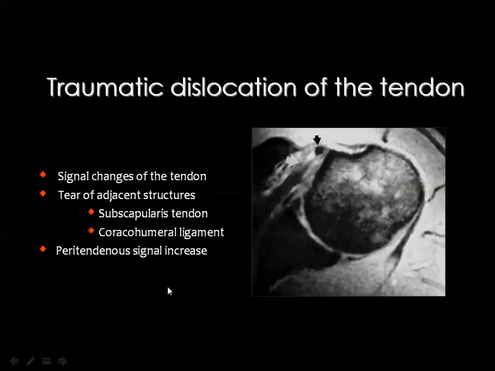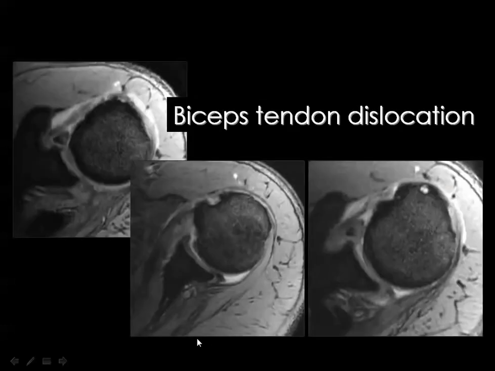And you remember that one of the common abnormalities of the tendon is to be dislocated together with injuries of the subscapularis tendon. You know the intimate relation between the subscapularis and the biceps in the groove. So if the subscapularis tendon is torn, sometimes it will result in dislocation of the biceps tendon outside the groove, as you can see in this example.